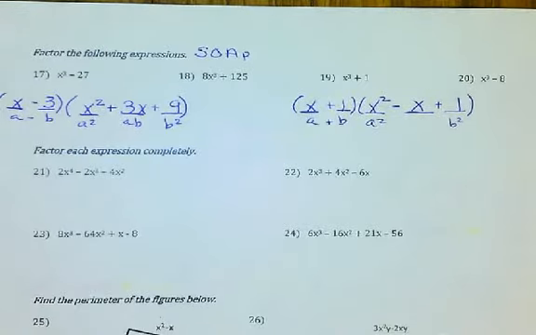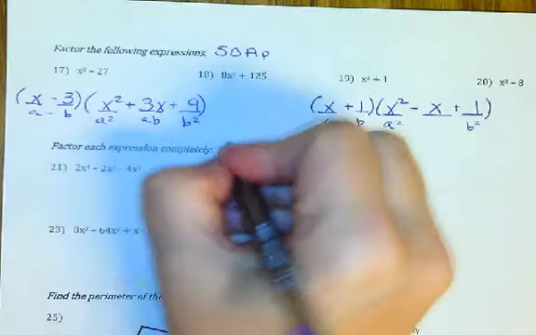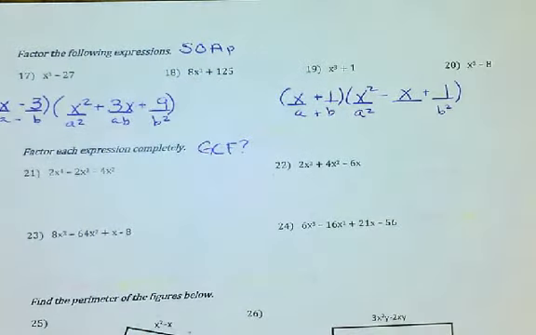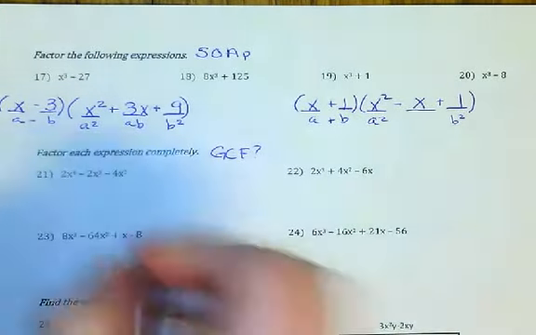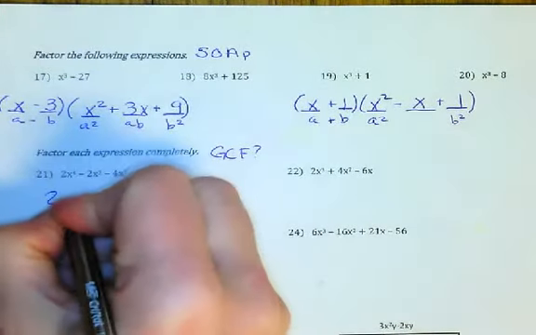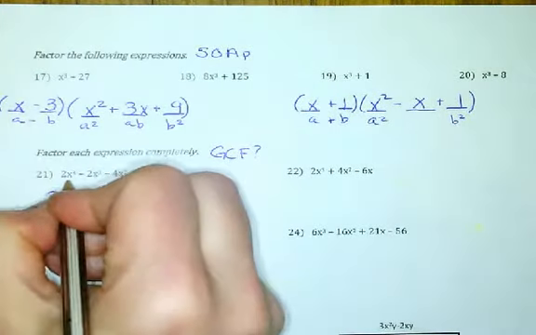All right, down here, I will do 21 and 22 with you, and then y'all can do the other ones on your own. So the first thing you always want to look for is a GCF. Is there a GCF? So yes, on 21 there is a GCF. I can see that they all have a 2 in common, and I can also see they have the x squared in common. Now, in case you don't understand that, let me show what I mean by that.